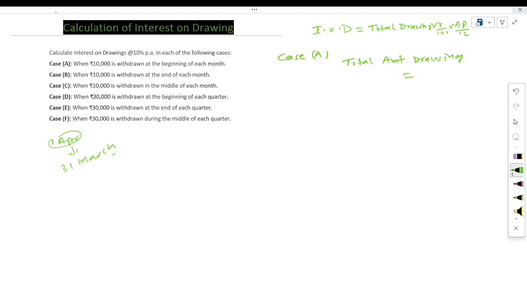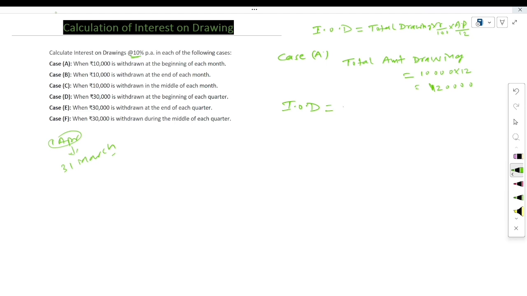Here he is withdrawing 10,000 at the beginning of each month. It means in a year he will withdraw 12 times. We should multiply this by 12, so it is 1,20,000. He will withdraw 1,20,000 during the year. This is the total amount of drawing. Rate of interest is already given at 10% for each case. Then we have to calculate the interest on drawing. What would be the interest on drawing?